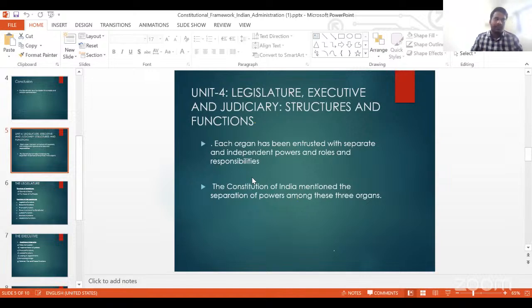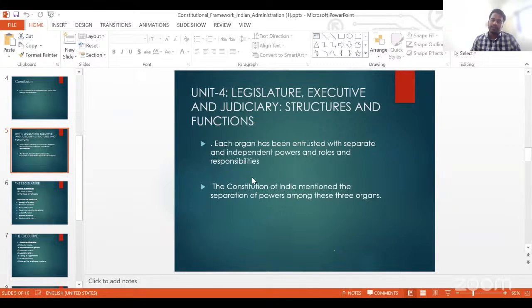Okay, we will have legislature. We will learn about the structure of the legislature and what the functions of the legislature are. Then we have executive. In executive, we will learn about the functions and the structures of the executive, and the different types of the executive.